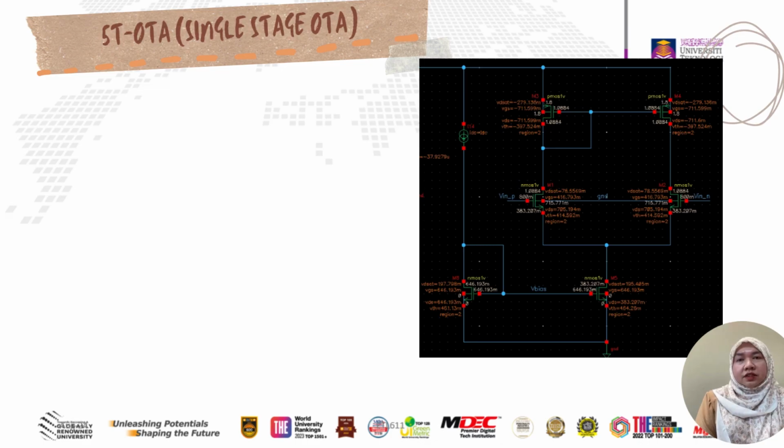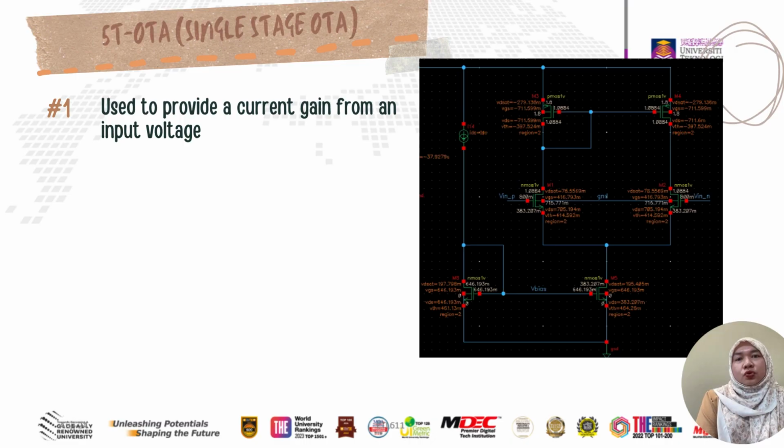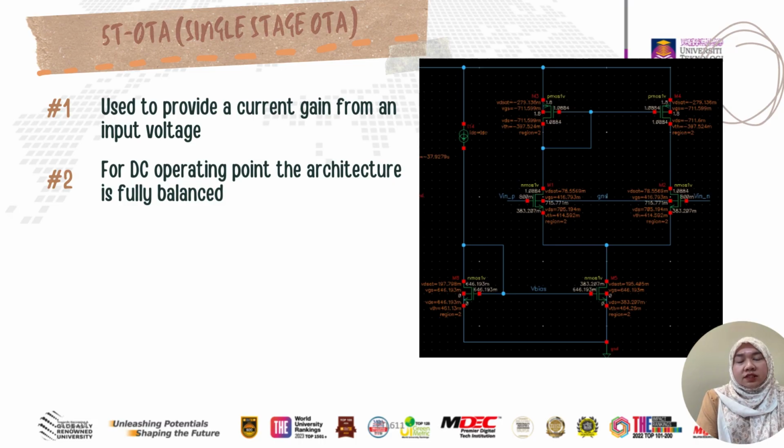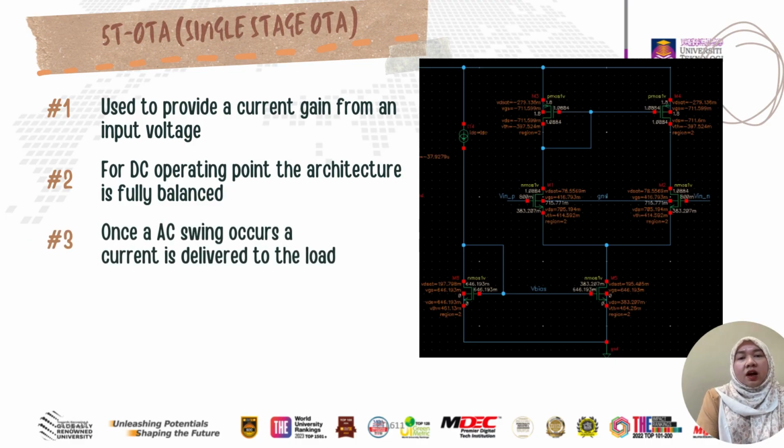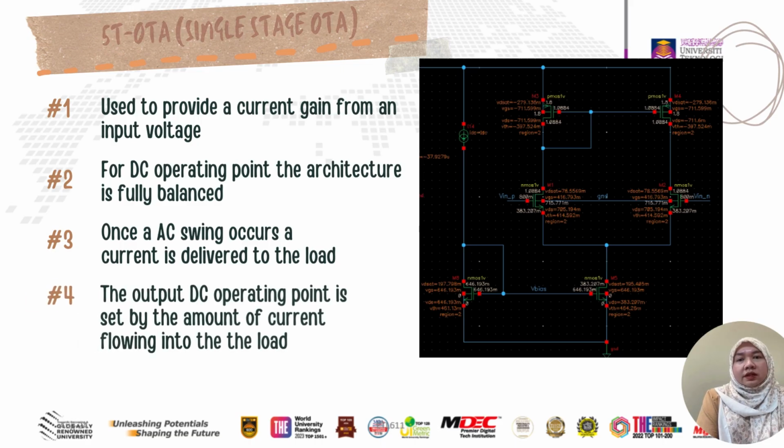Now let's take a look at 5T OTA. 5T stands for 5 transistor. For a single stage OTA, a combination of PMOS and NMOS with a total of 5 transistors construct an OTA. This circuit is used to provide a current gain from an input voltage. For DC operating point, the architecture is fully balanced. Once an AC swing occurs, a current is delivered to the load. The output DC operating point is set by the amount of the current flowing into the load.